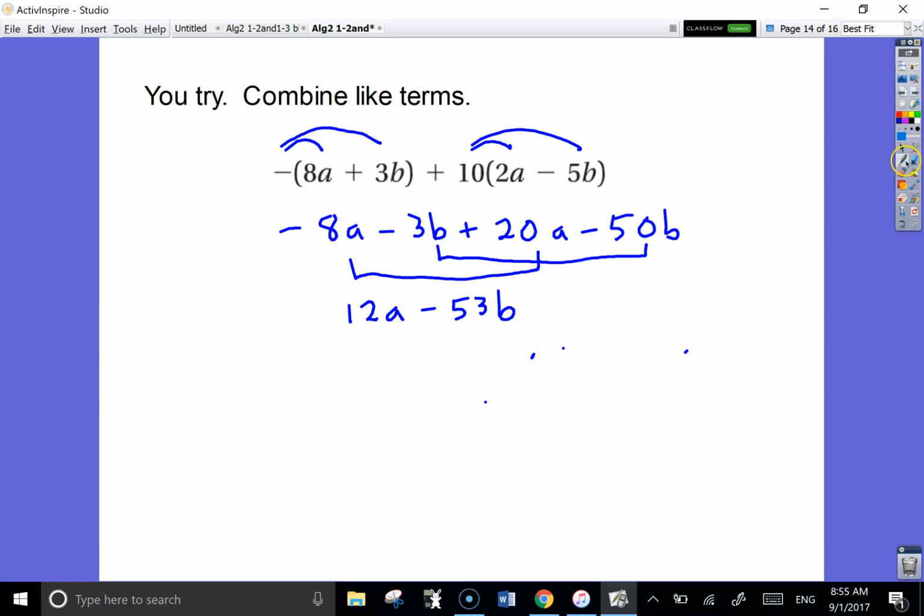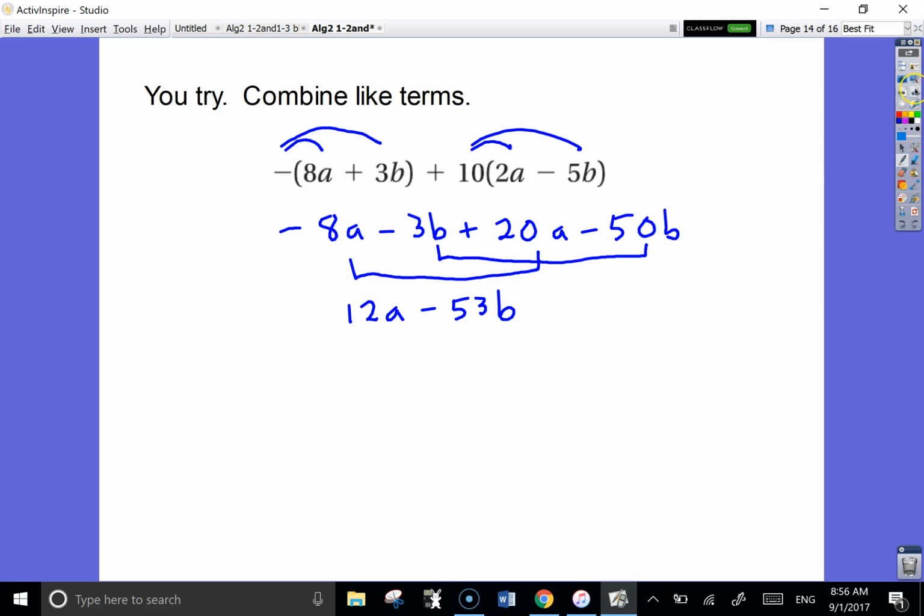Right? Again, note that you do not change the exponent on the a or the b. You don't make that 12a squared or 53b squared. Right? If it started out as an a and an a, then it ends up as an a. Right? It's a b, so this is a b. Don't make it into a b squared. That's not how adding and subtracting algebraic terms works.